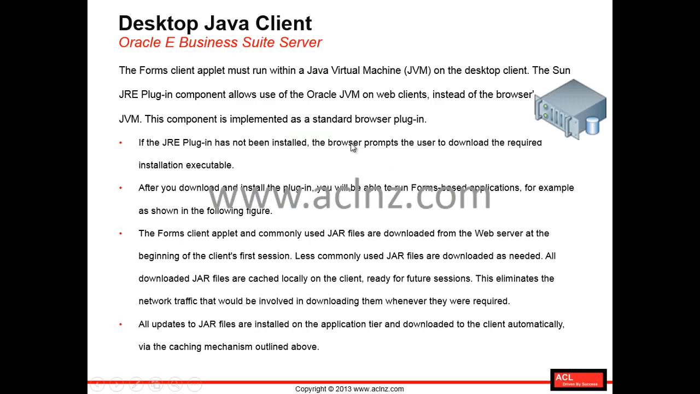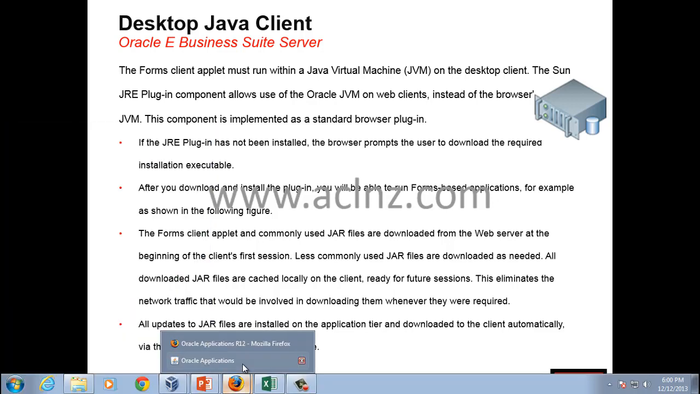Okay, so let's understand what really goes into this. The Sun JRE plugin components allow use of the Oracle JVM or Java Virtual Machine on web clients instead of the browser's JVM. This component is implemented as a standard browser plugin. If the JRE plugin hasn't been installed, the browser prompts the user to download the required installable executable. After you download and install the plugin, you will be able to run forms-based applications as I have shown you right here. Okay.